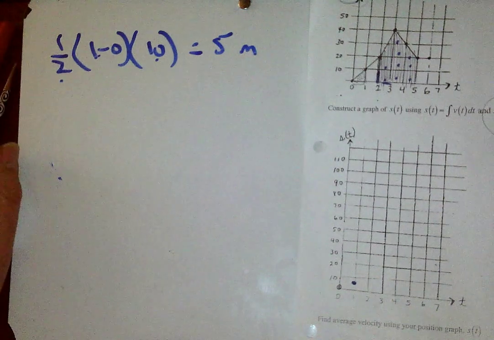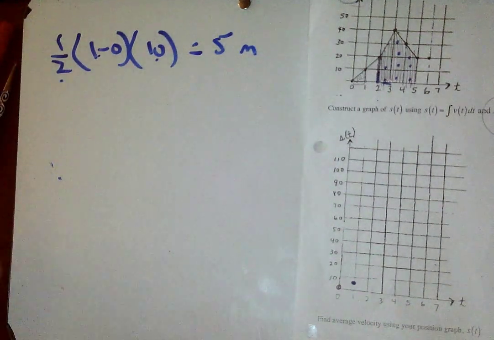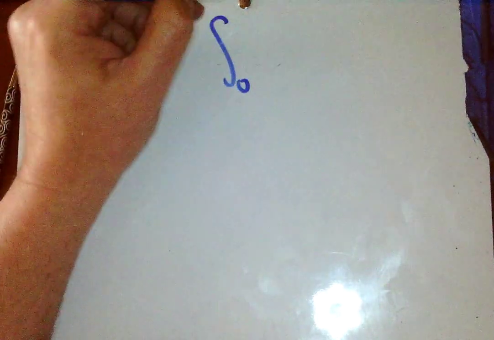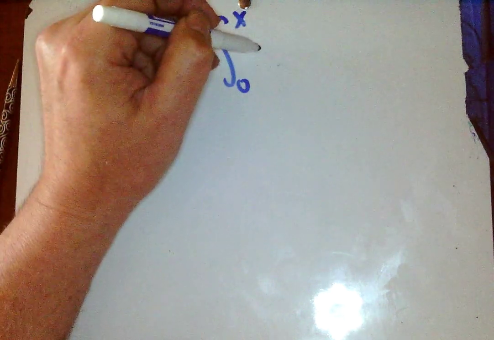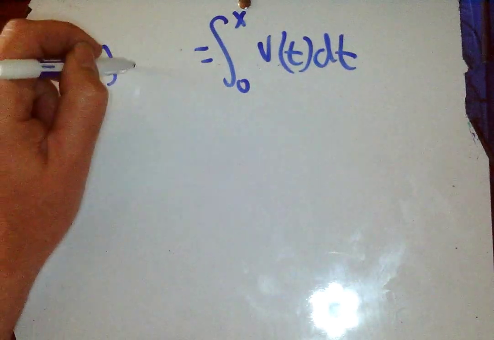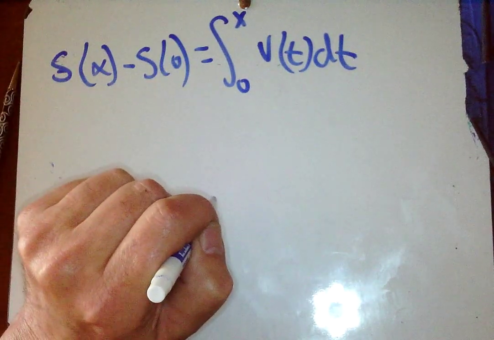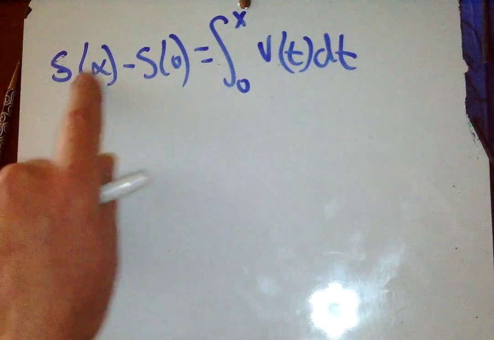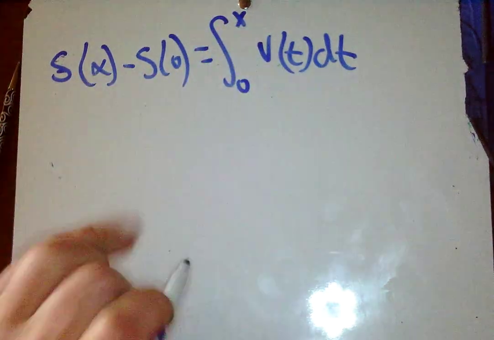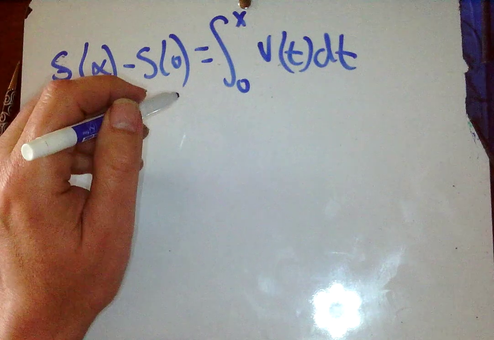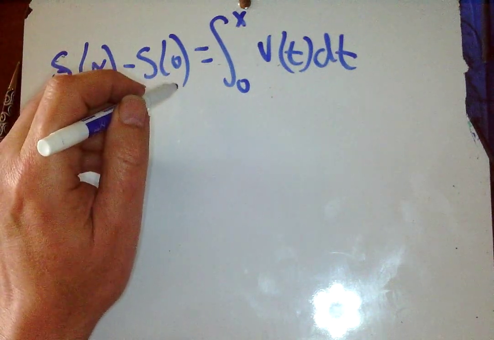In fact, I could take this a little further and say, hey, isn't it the case that if I were integrating velocity, v of t dt, that would give me s of x minus s of 0, because the antiderivative of velocity is position, and I want to evaluate that antiderivative at x and at 0. We were just told that s of 0 is 0. In other problems in the future, s of 0 will be some other number, like 5 or negative 2.